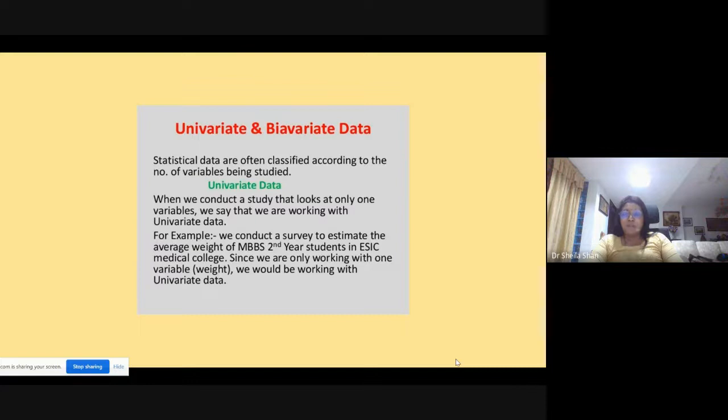So when you go back to your objective, your research question, you can see that for the variables that you use, normally we stick to one variable only, yeah. So univariate data. When we conduct a study that looks at only one variable, then we say univariate data. For example, we conduct a survey to estimate the average weight of MBBS students, second year, in a medical college. So we are only working on one variable, the weight. So you're only looking at the weight, and that means you call it univariate data.